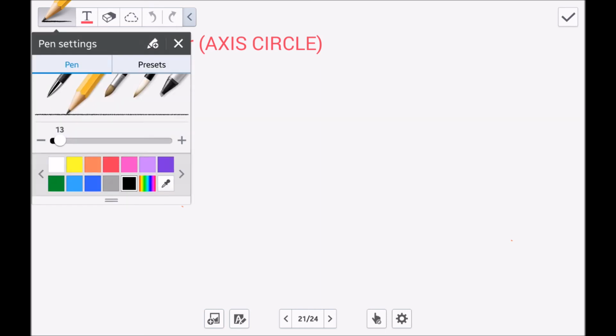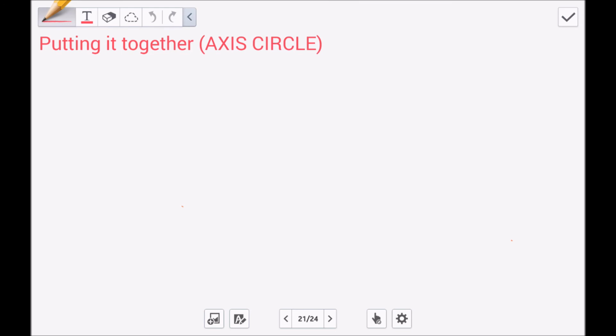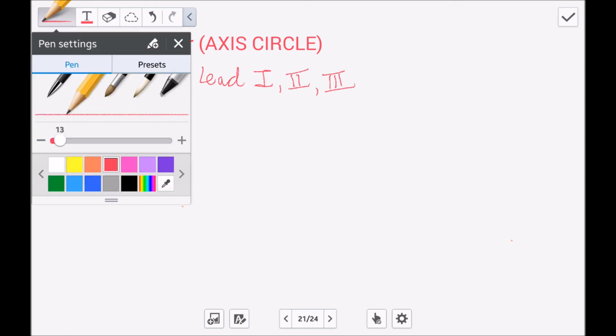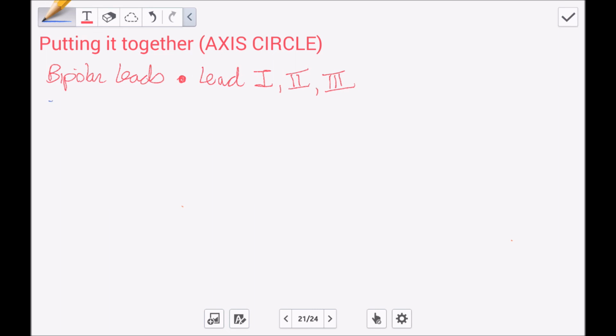Let's rewrite some of the stuff we have, and we should color code it so that it's a little better to understand. We're going to put bipolar leads in red. Remember, these are lead 1, lead 2, and lead 3, because they connect limbs together and form the triangle, right? Now we are going to put the augmented leads in blue.